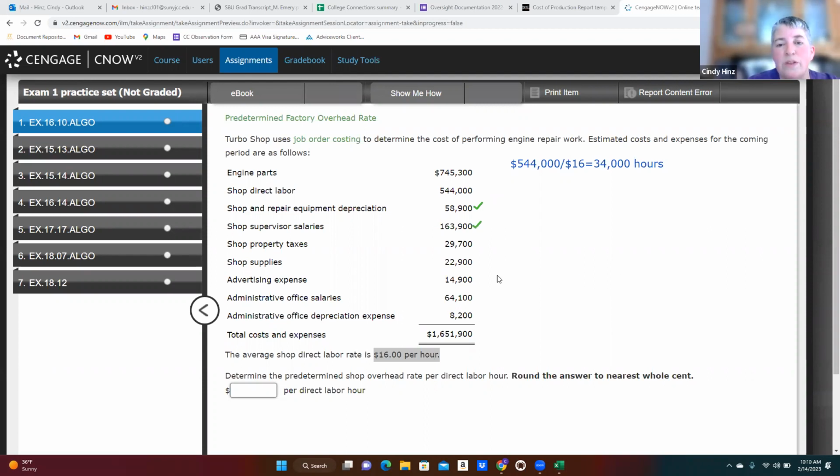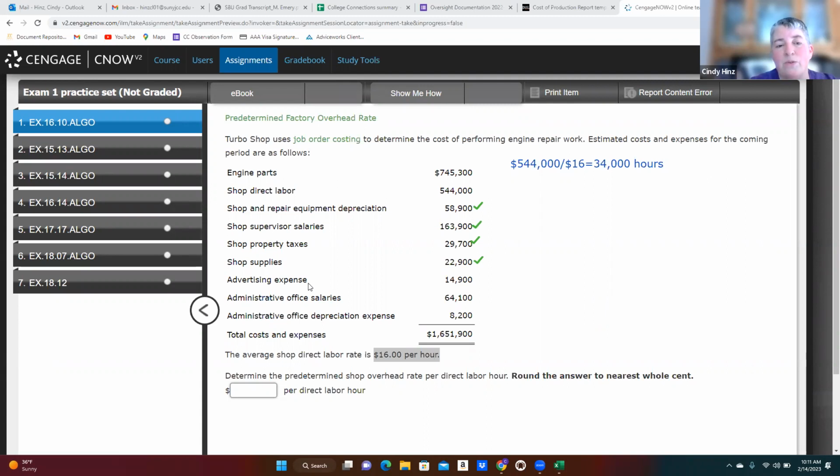The same thing is true for these shop supervisor salaries and the property taxes on the shop and the supplies. So all of those are part of the indirect cost of producing our product, which is engine repair work. Advertising expense would be a period expense.